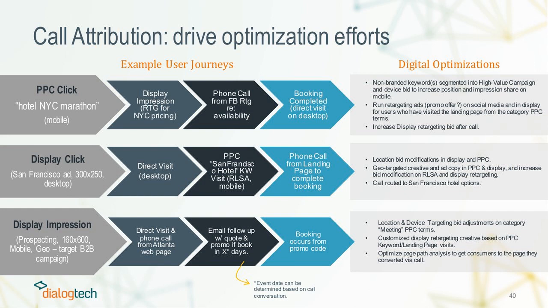And here's a quick example. Call attribution: how can we drive optimization efforts? Here are some example user journeys. Somebody comes in on a PPC non-branded keyword, specific to hotel New York City Marathon. I know that was last week. Because it came in on that keyword, you can retarget them with a display ad that's specific to hotels in New York City for the time frame and pricing associated with it. These consumers see this display ad, and they then do a direct or SEO visit, and they make a phone call.